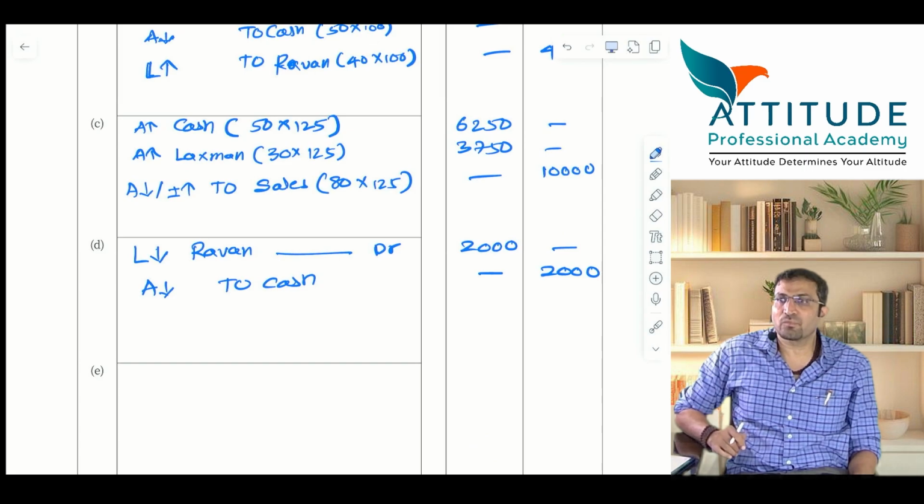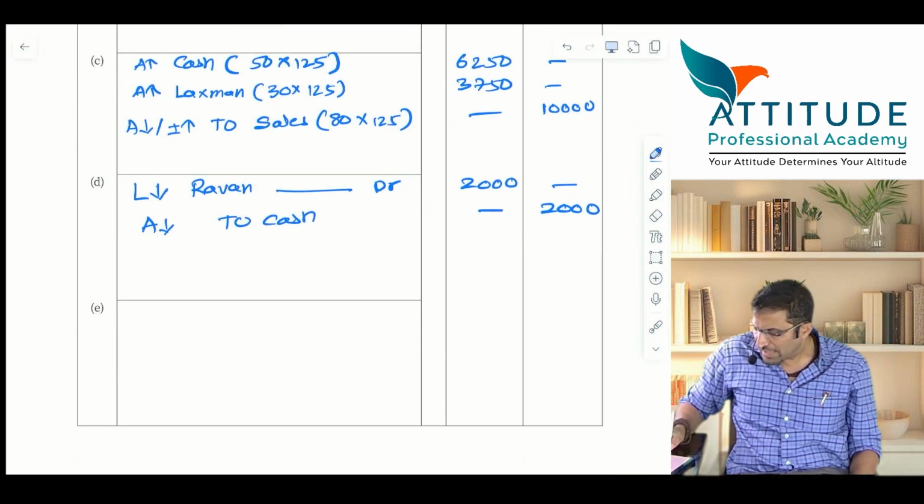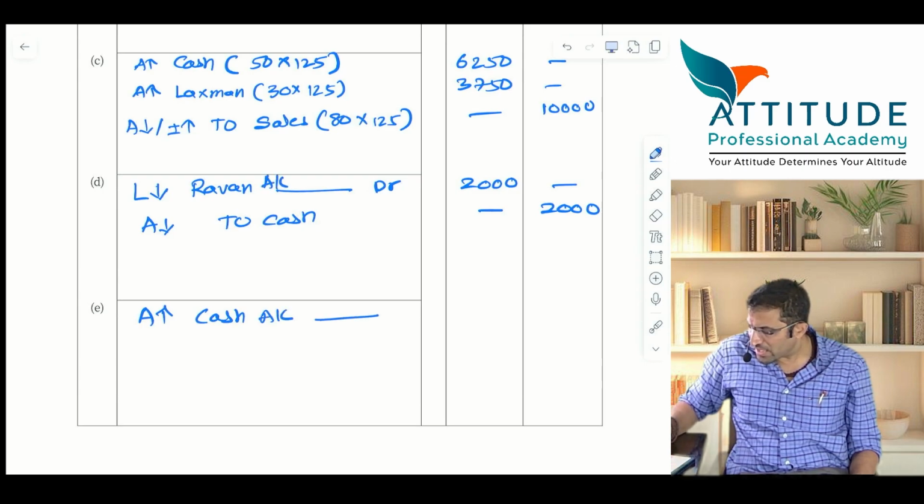Comfortable? Comfortable all of you? Yeah. What is the next one? He received cash from Lakshman. What did you get? Asset increases. Cash account debit. How much? 3000, to asset reduces. Debtors balance reduces.